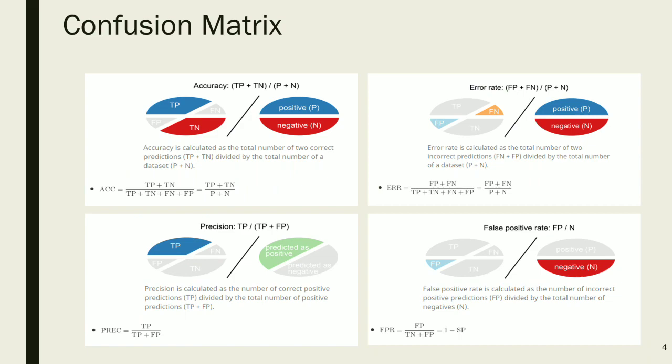These are the few terms, I think six terms, which tell the different definitions, and because of these definitions we'll have certain curves which will tell how the accuracy of the model is and so on.